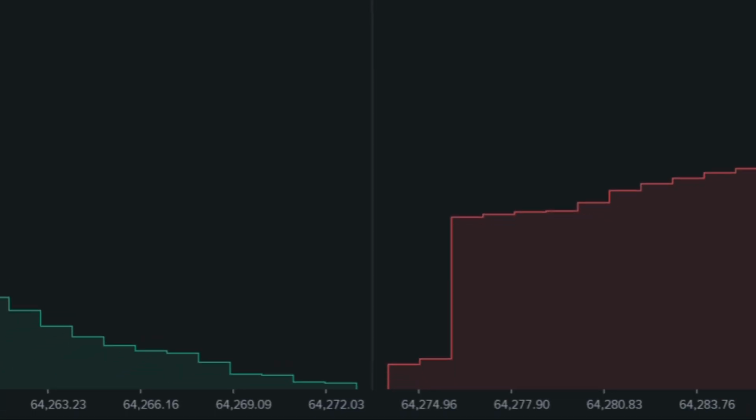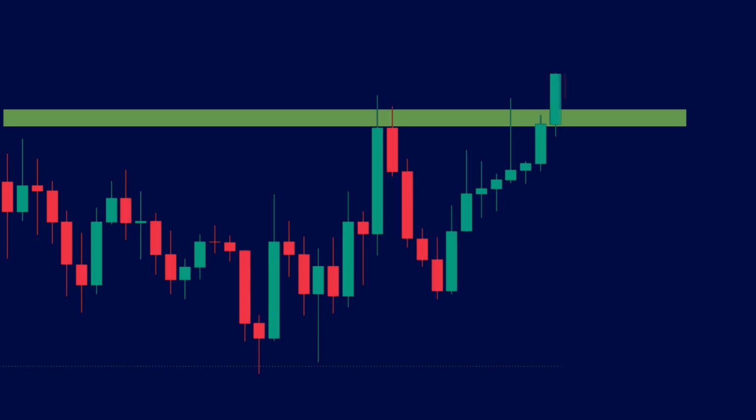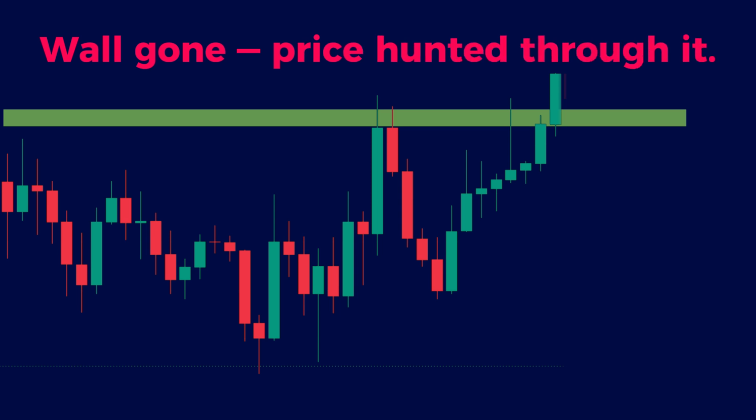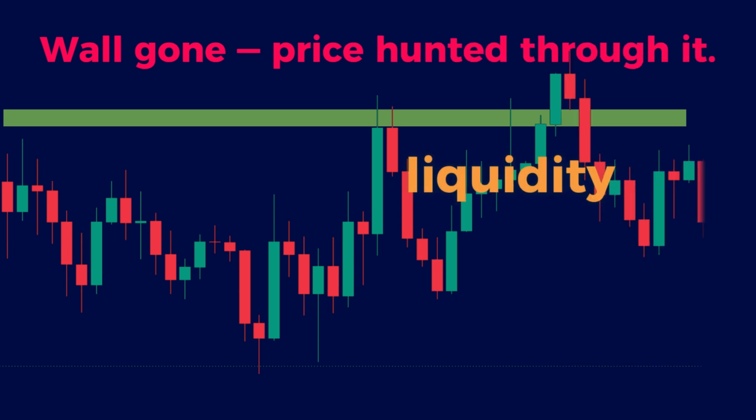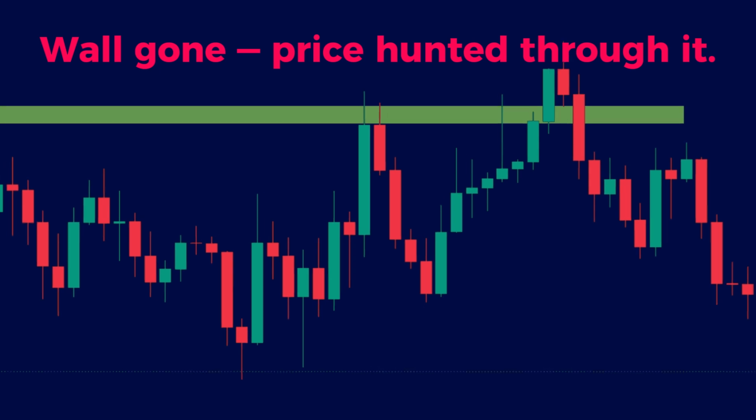Now, you can see the walls. But what happens when price blows straight through them? That's not random. That's liquidity being hunted. And that's exactly what the next video is about.